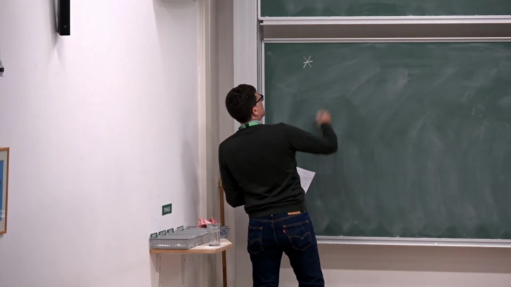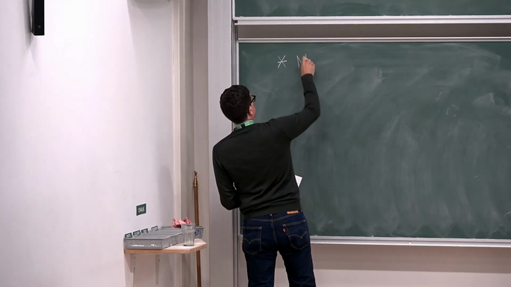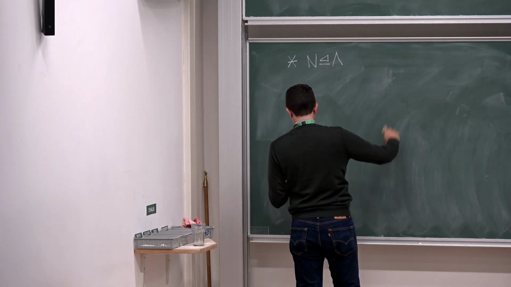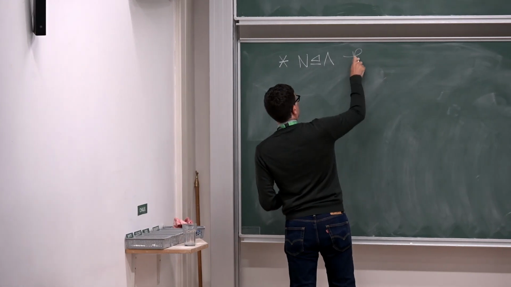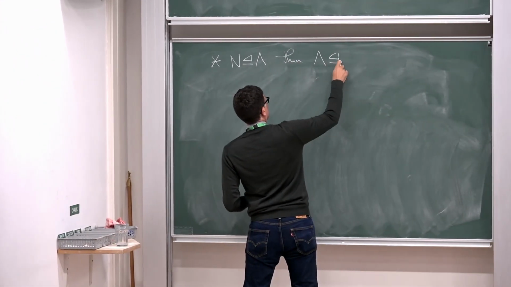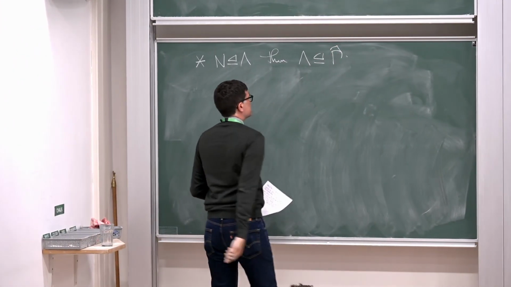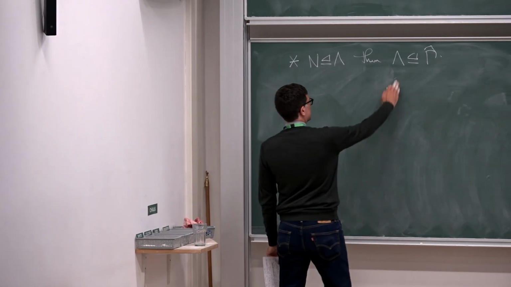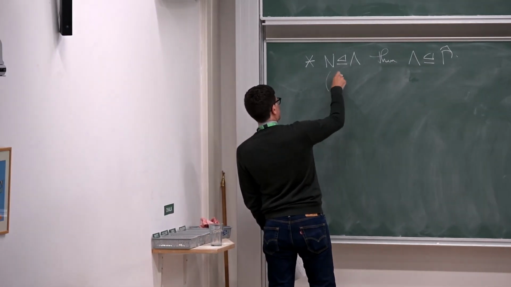The last one. If we have a normal subgroup of this lambda, then it's in fact normal in the profinite completion. I think this maybe even came up. I'm not sure if this one did, but this is a fun exercise.